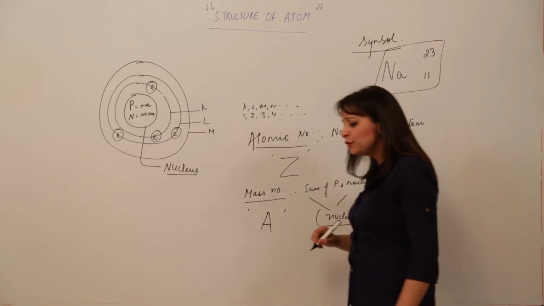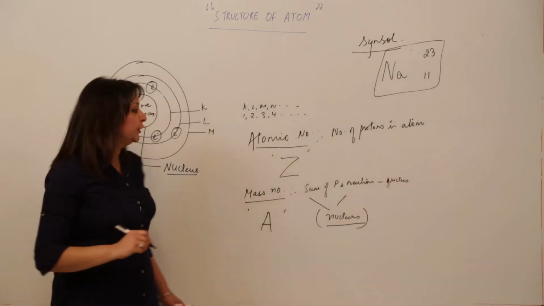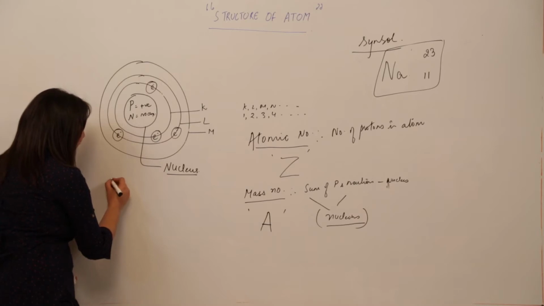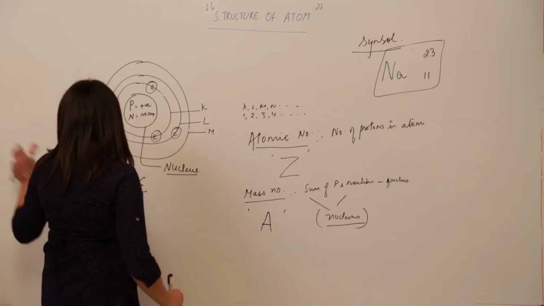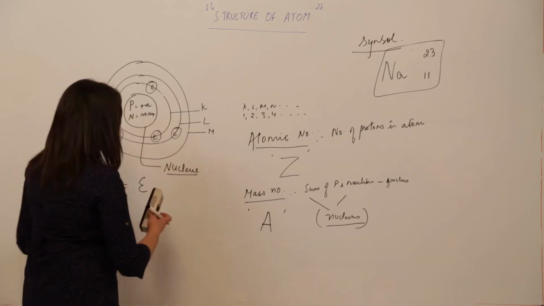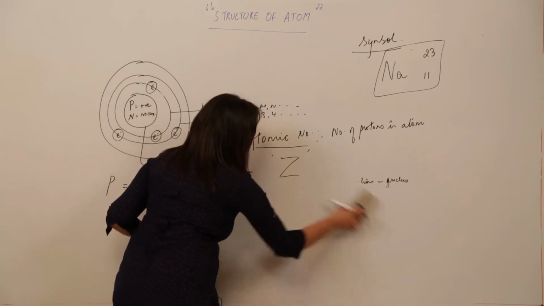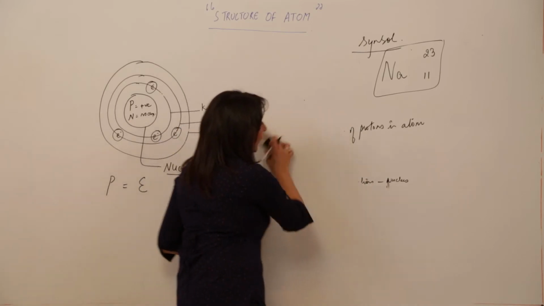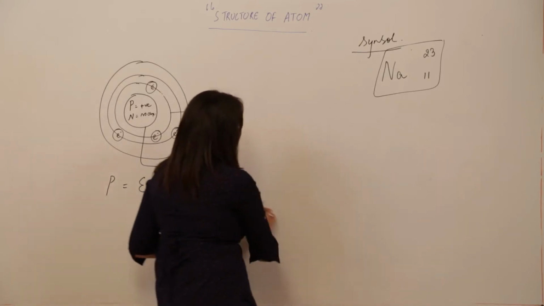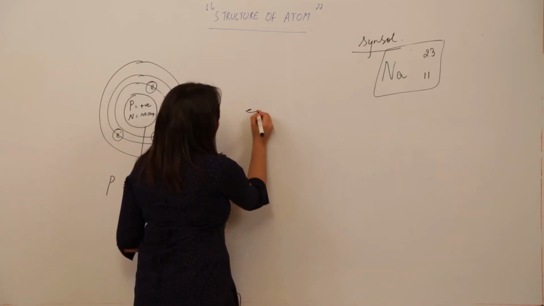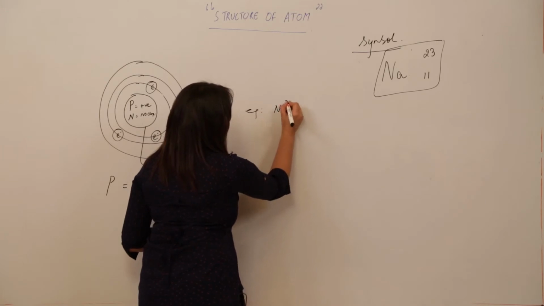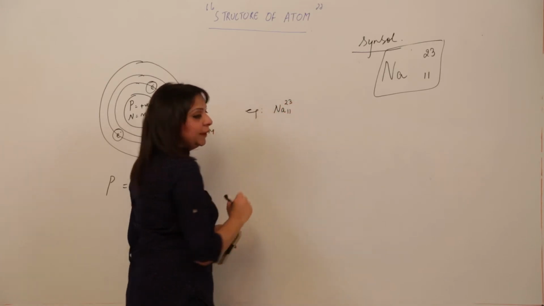You will be surprised to know that, as I have already told you, the atom is electrically neutral. That means the number of protons is equal to the number of electrons. This we will explain with an example. Look carefully at the board so that you will be able to make the atomic model of different elements. So for example, I am taking sodium. As I have told you, the mass number is 23, the atomic number is 11.